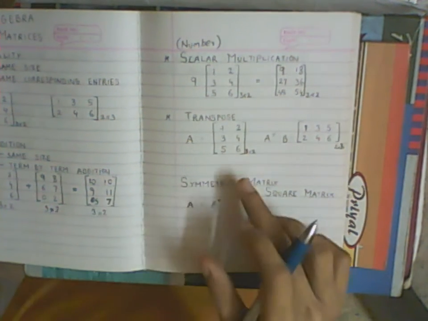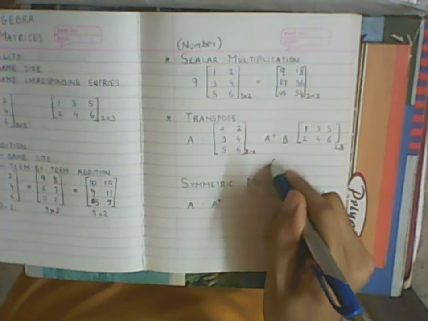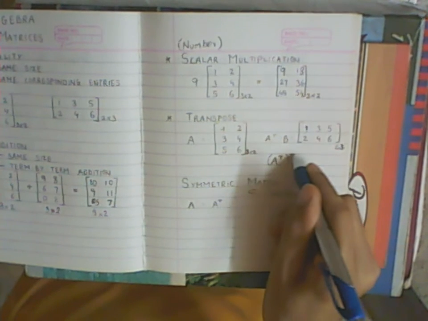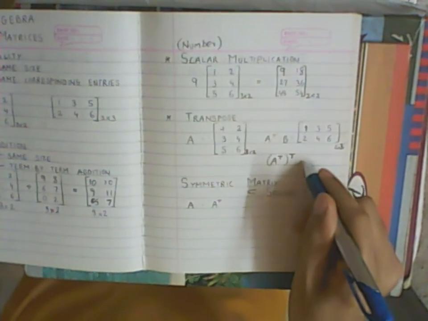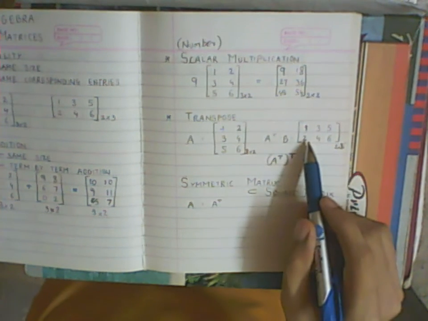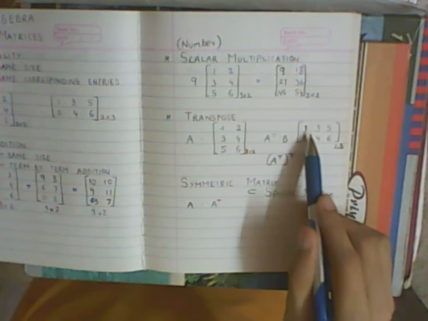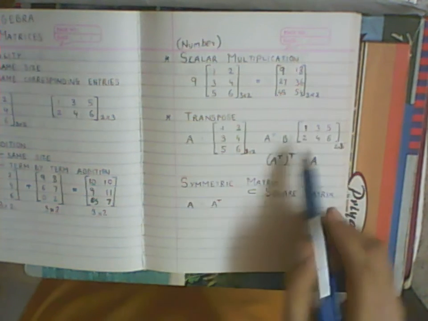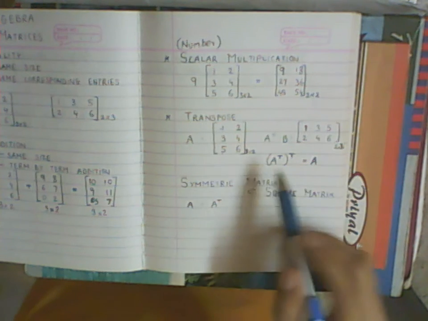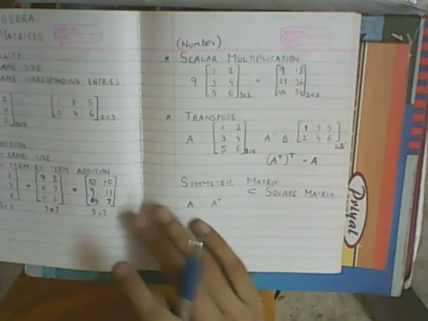And a very good result you can declare from this is that if you have a matrix and take its transpose and then take the transpose of that matrix, you'll get your same matrix back. So you'll get your A back. So if I have this matrix, I take its transpose, I get this. If I were to take the transpose of this, again my rows will become the columns. So this row 1, 3, 5 will become the column 1, 3, 5, and this row will become the column 2, 4, 6. So I'll get my same matrix back. So if you do the transpose twice, you'll get the same matrix back.